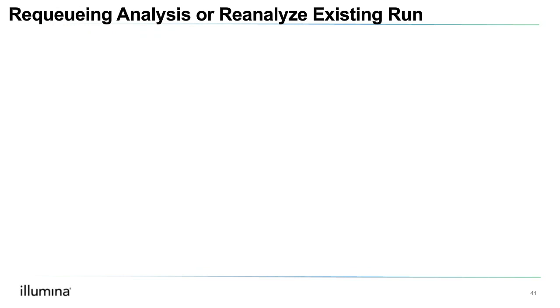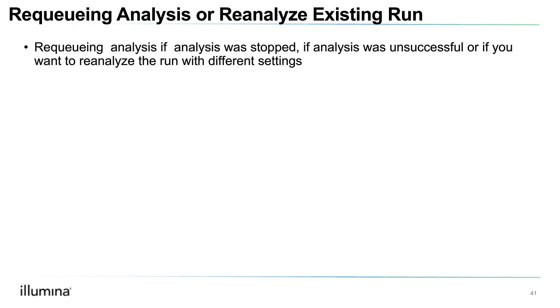Another option that I want to mention, because again, we might use it a lot here, is requeuing analysis or reanalyzing an existing one. So you can requeue the analysis if you want to reanalyze the run with different settings. For example, if you used an incorrect index for the previous run, you can requeue it with the different or correct index information.